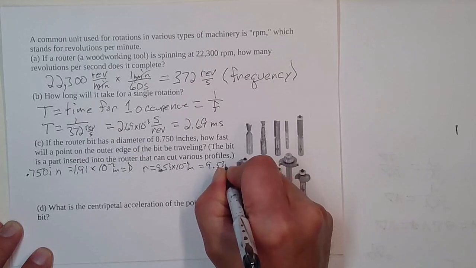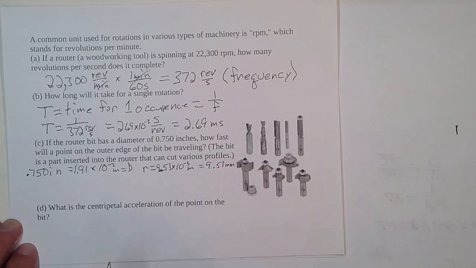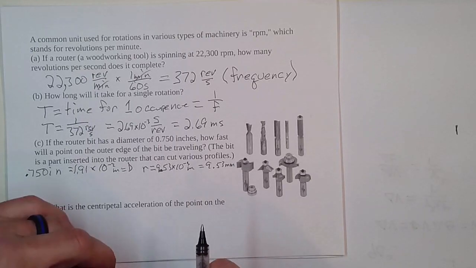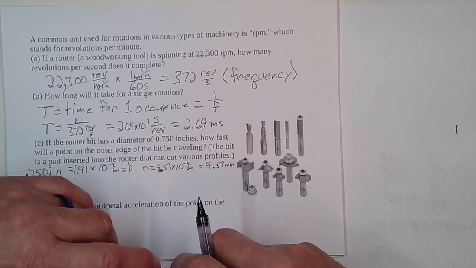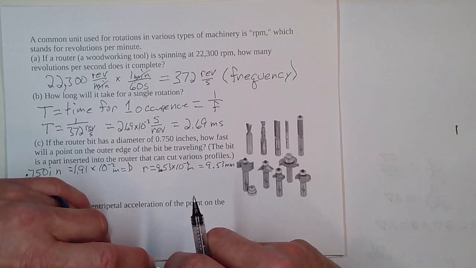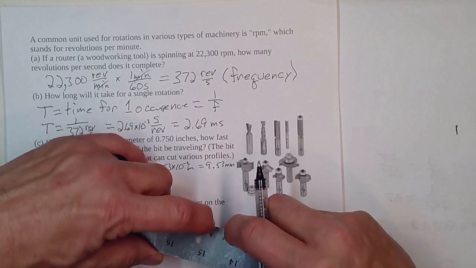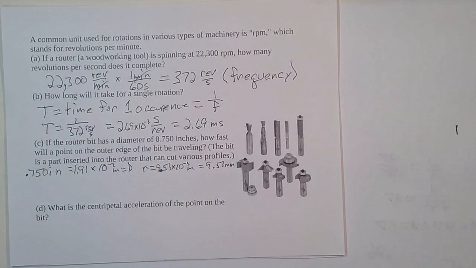9.53 millimeters. And wherever my steel ruler is here, 9.53 millimeters would be just about the distance between my fingers on this thing here. So that's about how big it'd be.